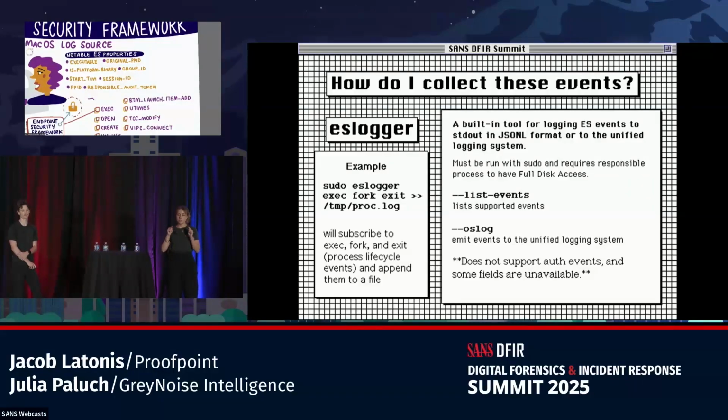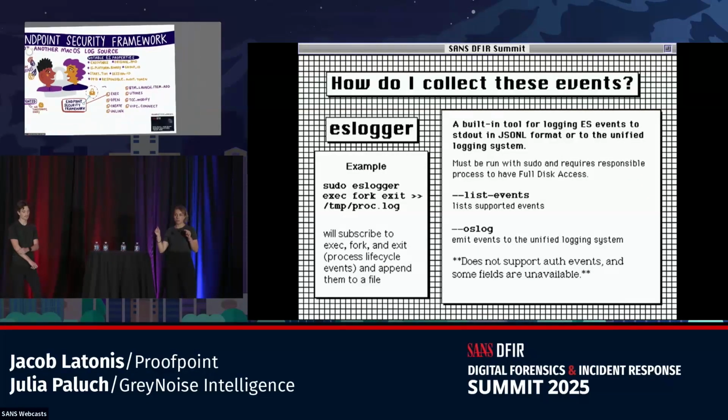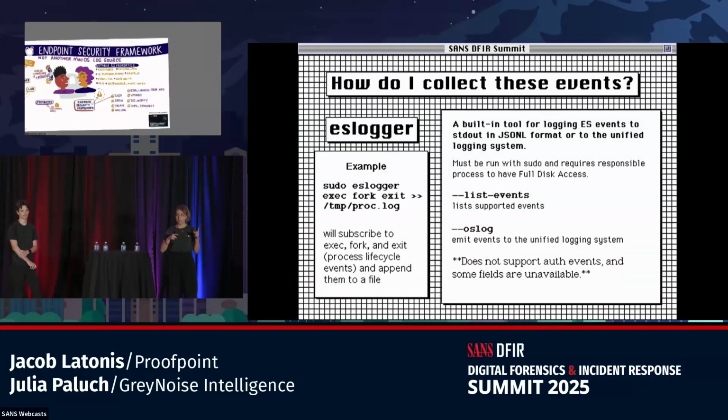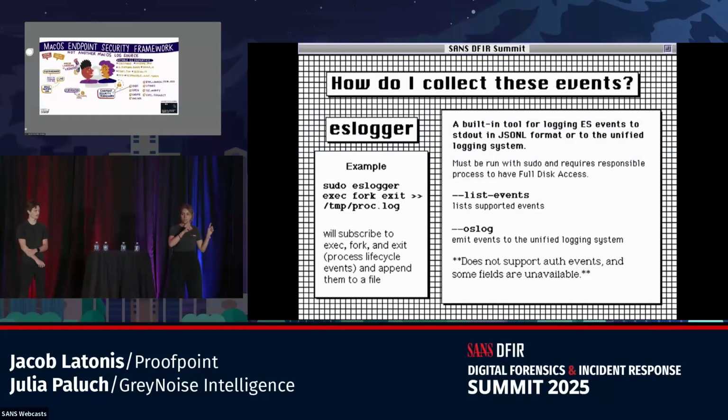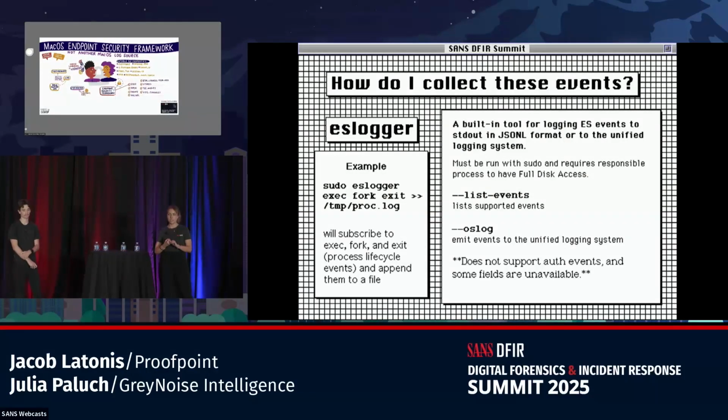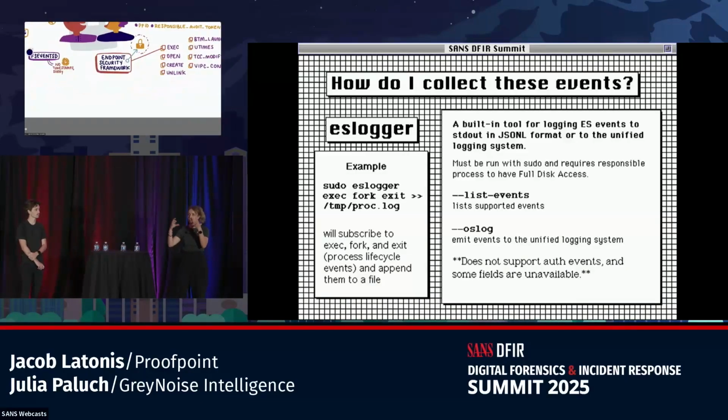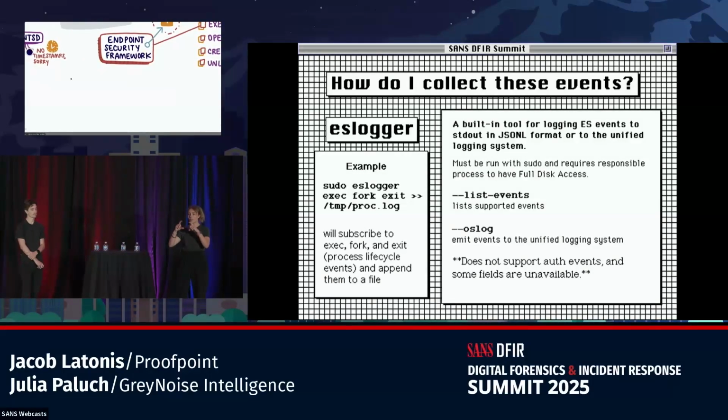Or you can also use the --os log option to emit them to the unified logging system. So if you call back to what we were talking about before, you can use log or the console app to view those logs. With OS log, the endpoint security events are going to be piped to that system. The thing to remember about ESLogger is that you have to run it with sudo. And the first time that you run it on your system, you have to give Terminal, or whatever you're using to run ESLogger, full disk access.